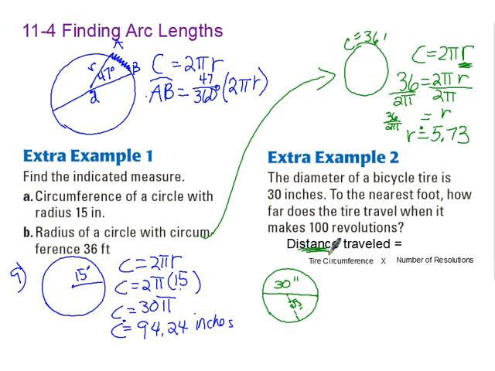Well, the distance traveled is going to be 1 revolution, the tire circumference, times the number of revolutions. So what would the tire circumference be? Well, we could either use C equals pi d, or we could use C equals 2 pi r. So let's do the distance as the circumference, pi d, times the number of revolutions. We'll call that capital R to distinguish it from little r.